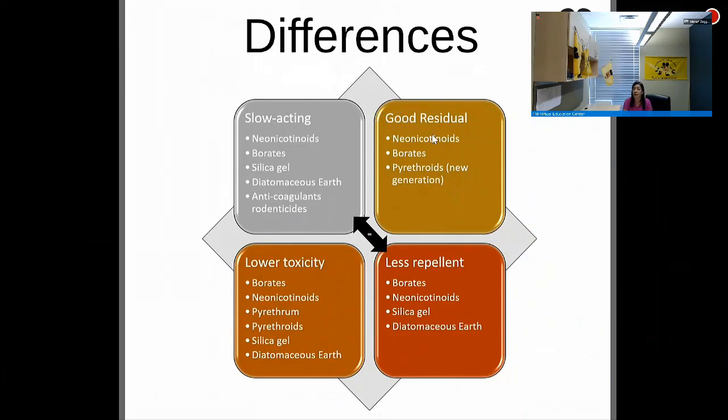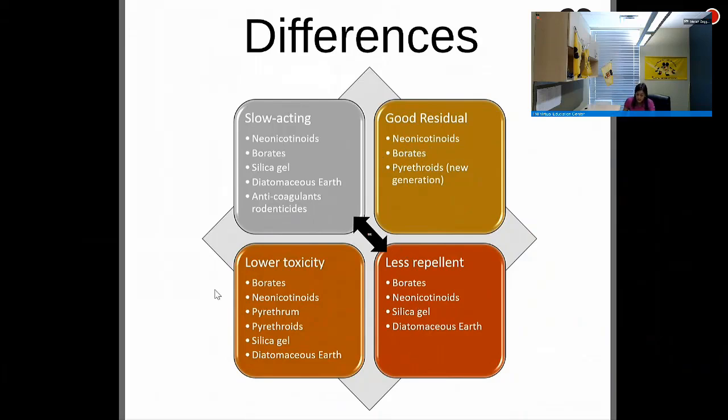In other situations, we will need a good residual. Say I'm applying here in the perimeter of the building, and I need a pesticide that will stay for long periods of time, such as neonicotinoids and pyrethroids. Or let's say I'm treating an office area where I'm doing a preventative application, and I want the pesticide to stay there in a punctual treatment, focal treatment. So I'm going to apply borates. They're going to stay in cracks and crevices. If they don't get moisture, they will stay there a long period of time.